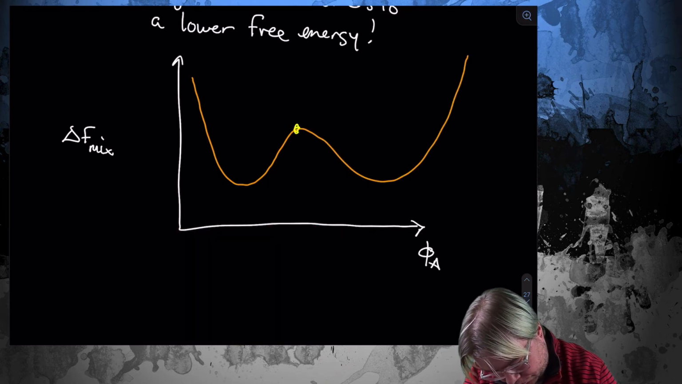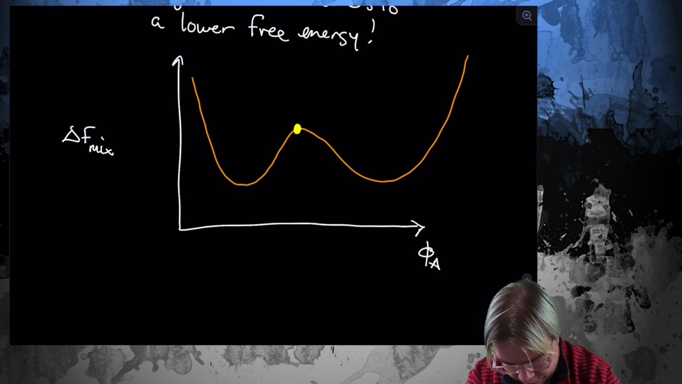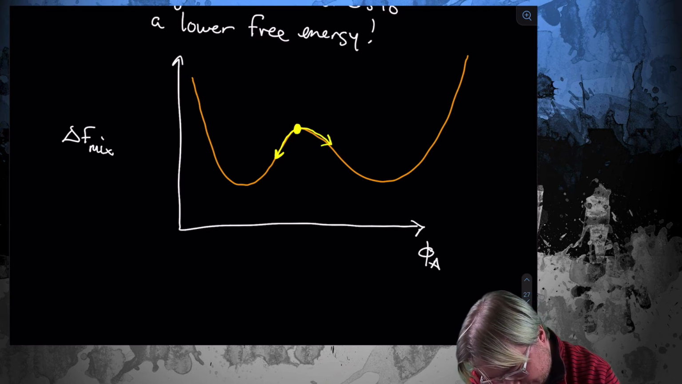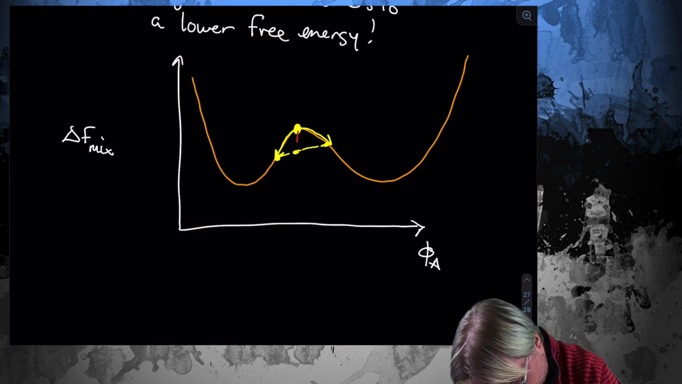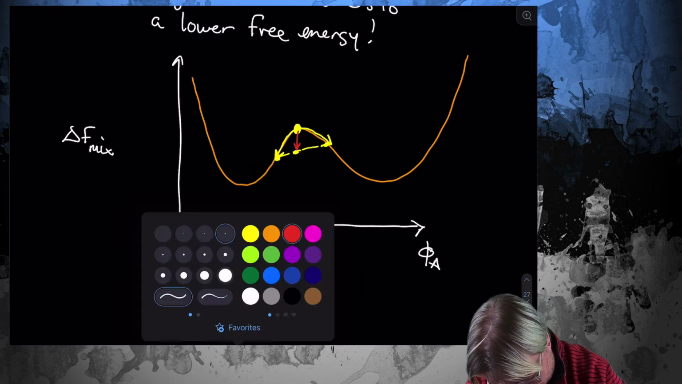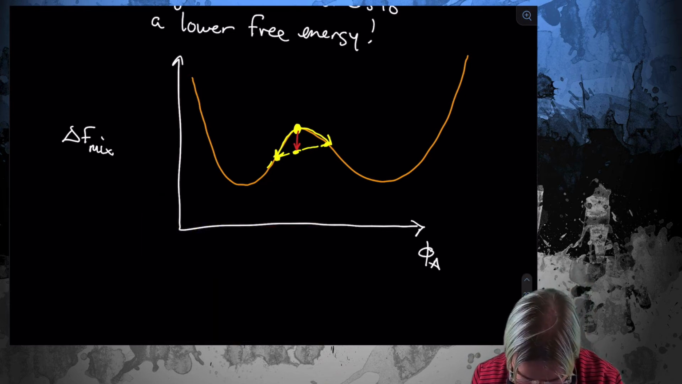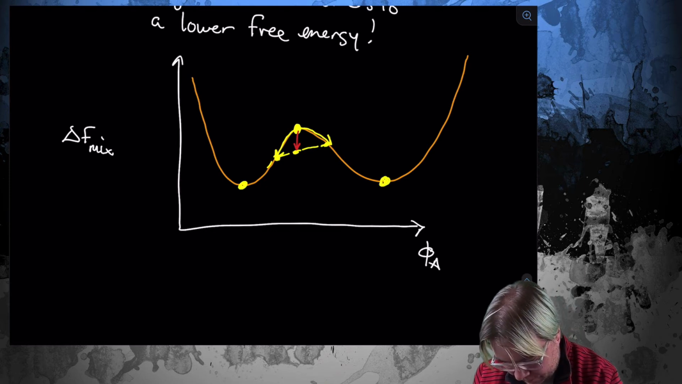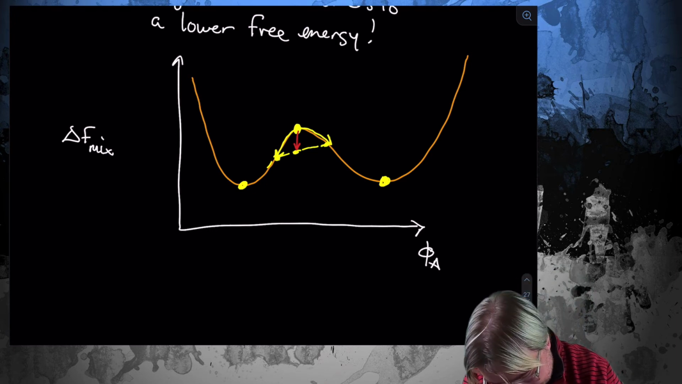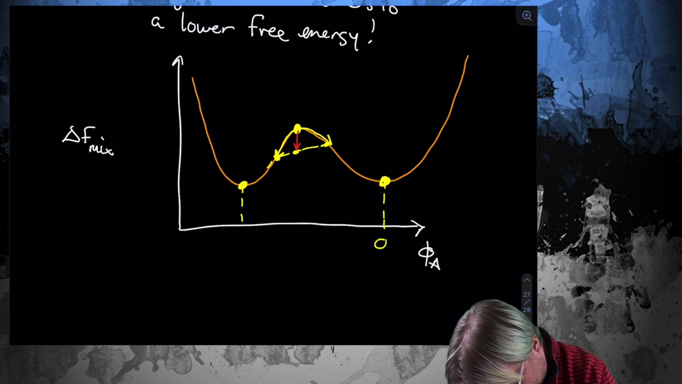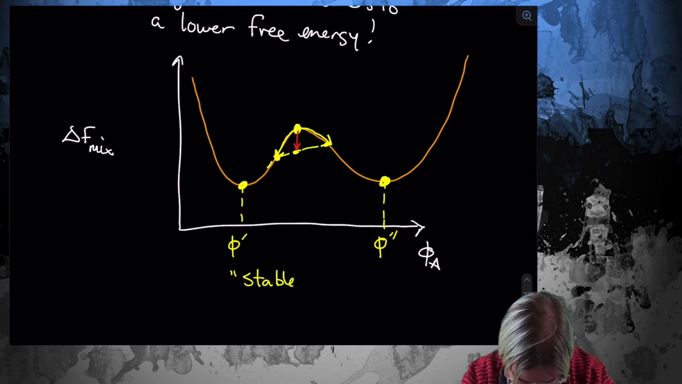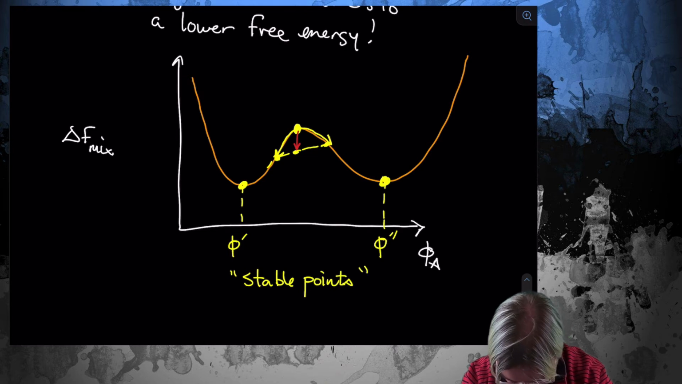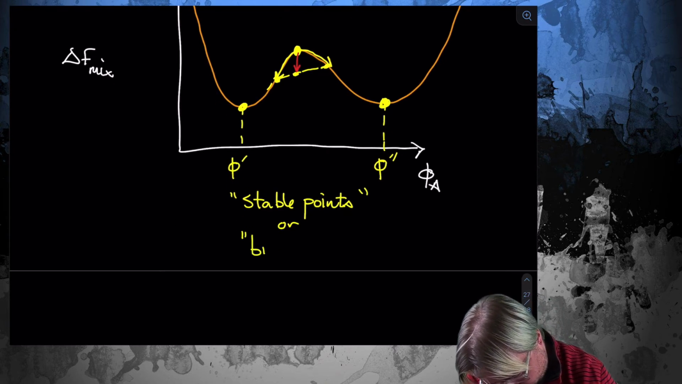then you can see that if I start anywhere in that region with negative curvature, I can form fluctuations that lead to phases richer in A and phases poorer in A. The free energy of each of those phases is going to be lower than what it was initially, and it's going to keep going. The system's going to keep forming more and more, I guess I should say larger and larger fluctuations until I have these two phases, where I have phi double prime and phi prime, and those were the stable points. Or the binodals, binodal points.